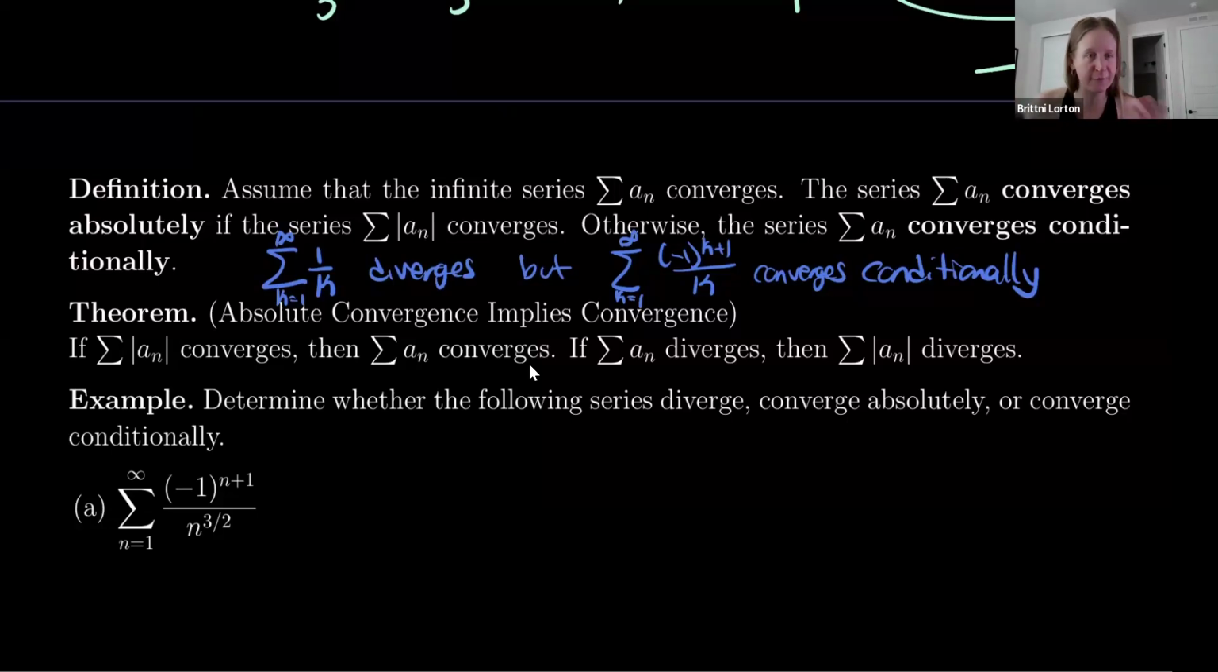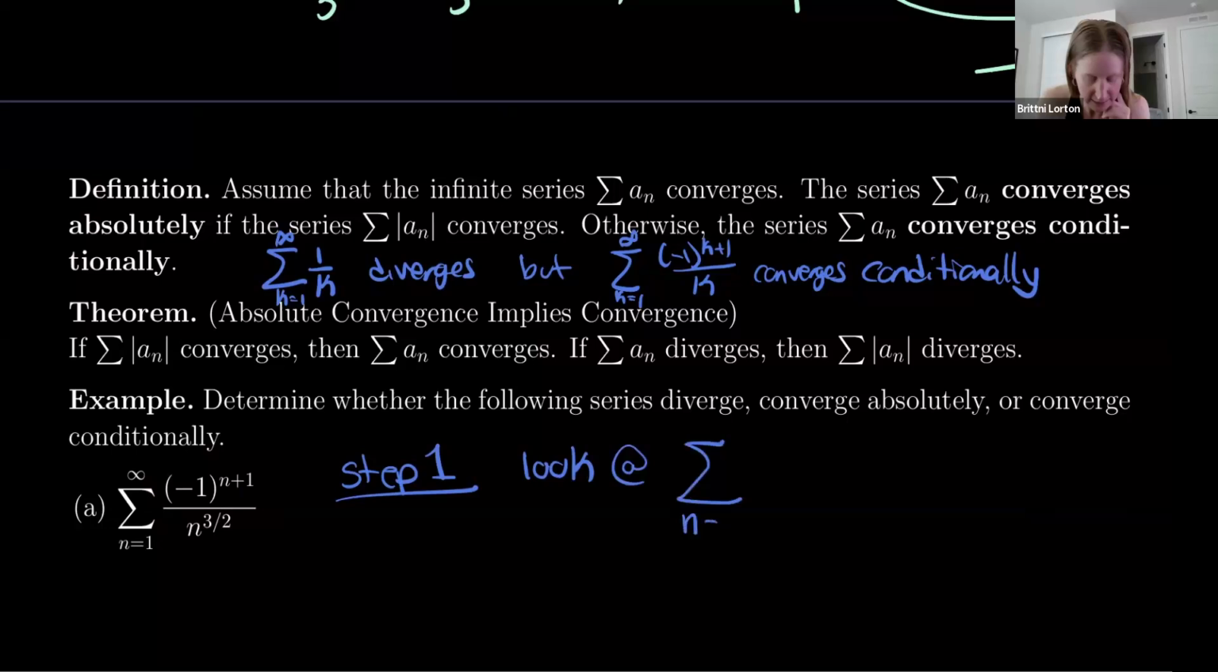So I'm going to leave that up there, but let's do that first example to try to visualize what's going to happen. There are multiple ways that you can go about thinking about this convergence, conditionally or absolutely. There's definitely more than one way, so be careful with it. Make sure we can think it through. The sum from n equals 1 to infinity of negative 1 to the n plus 1 over n to the 3/2.